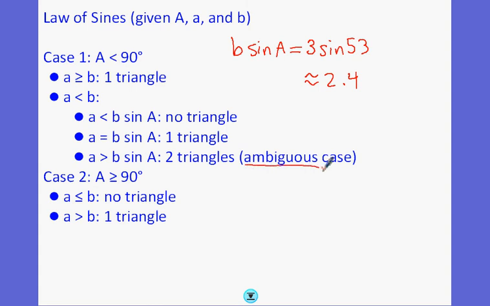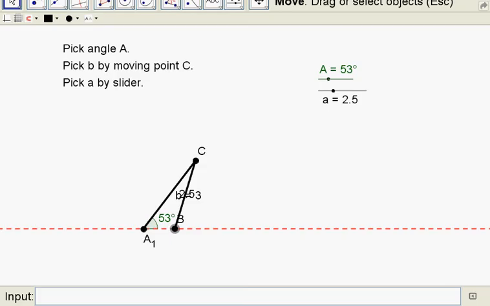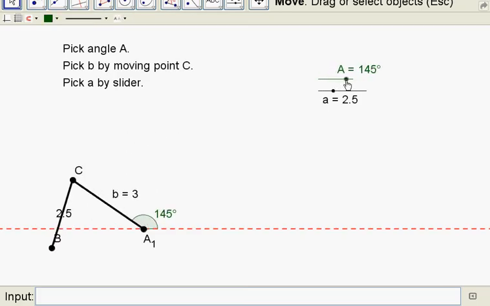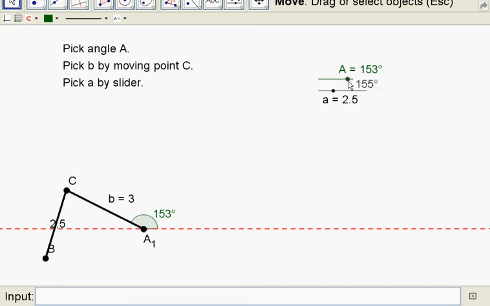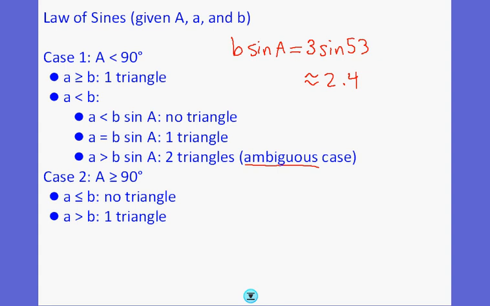Okay, and then finally case 2, which is much simpler. I need to start with an obtuse angle. How about 153? Yeah, they're going to let us do 153. Okay, and you can see in this situation, if side A, which in this case is 2.5, is less than 3, it's just not going to reach to make a triangle. Even if it's exactly equal, it's not quite going to reach. It's actually just going to make a short line segment. So what I'm going to have to do is increase the length so that it's longer than the other one, and I can only make one triangle. So again, in case 2, either A is less than B, so there's no triangle, or it's greater than B, there's one triangle. That is all.